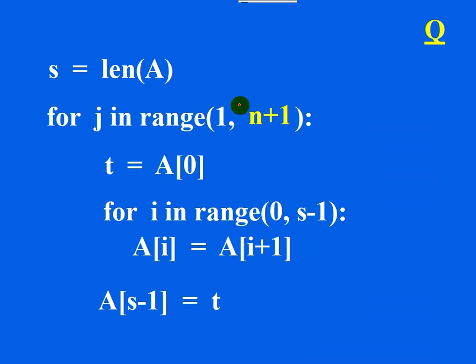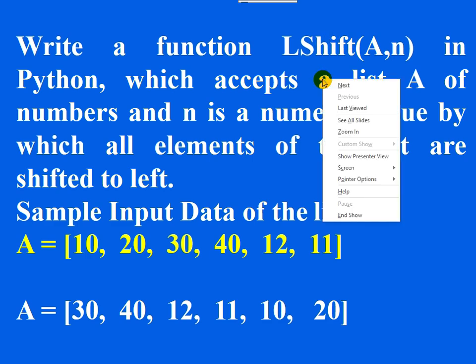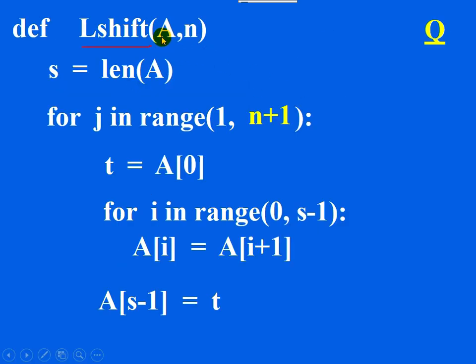Now this piece of code must be inside a function. How can you put the code inside a function? Start with the keyword def followed by the name of the function. In the question paper they have mentioned the name lshift(a, n). So you are not supposed to use any other function name. Okay, a means the list, n means it should be shifted by n positions to the left, and a function header should end with a colon.